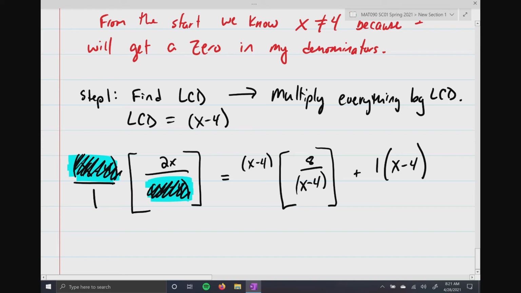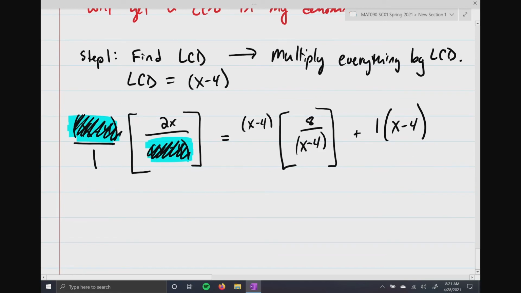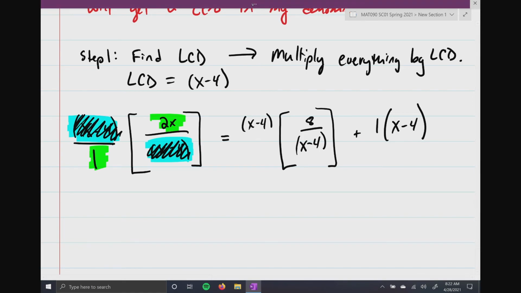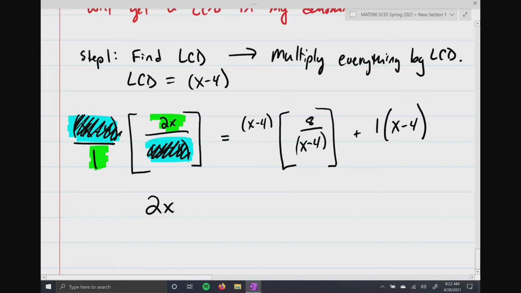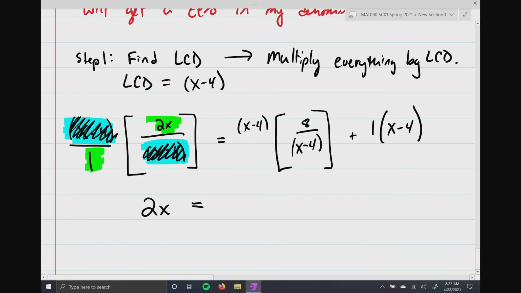Anyways, next, you write what's left over. What's left over? I'm going to highlight in green, 2x over 1. That's what's left over. Now, I'm not going to write the over 1. I'm just going to write 2x. Then I'm going to put an equal sign. And I'm going to do the same thing for every single term in this problem.